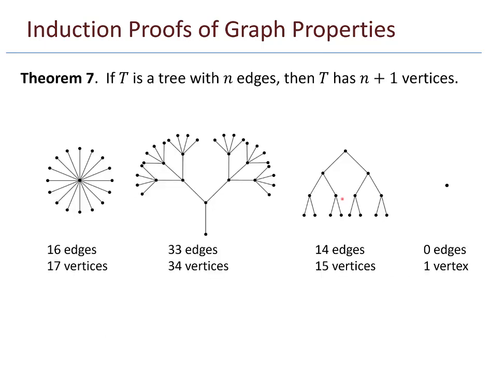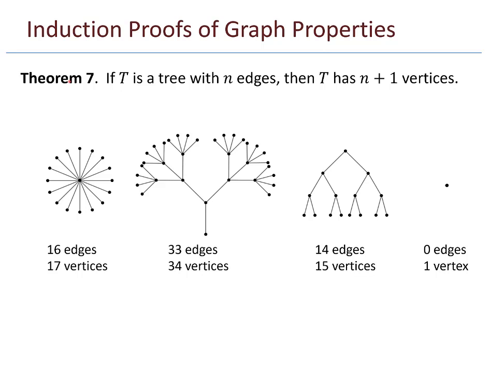Theorem 7. If T is a tree with n edges, then T has n plus 1 vertices. And look at this, we're moving up in the world of results. We're coming up to a theorem. We're moving beyond the lemmas and the propositions. So a lemma is just kind of an uninteresting helper result. A proposition is a fact that's true and kind of interesting. And a theorem, well, that's the real stuff right there. If T is a tree with n edges, then T has n plus 1 vertices.